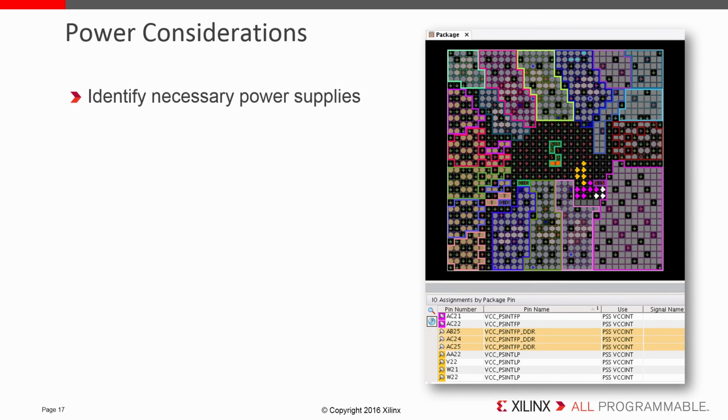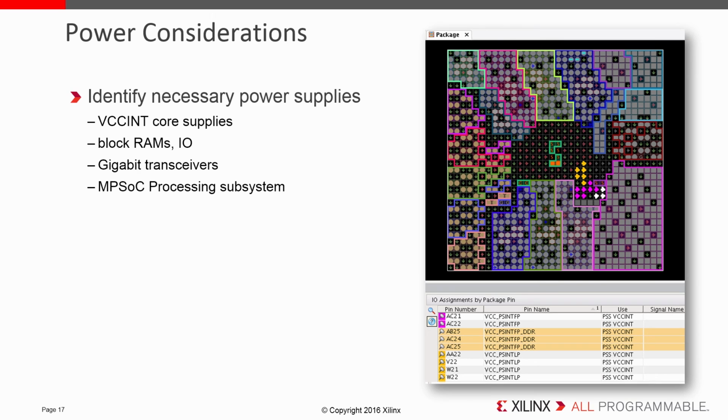An important part of power planning is to determine what voltage supplies are necessary to power the device. Besides the core supply VCCINT, there are additional supplies needed for block RAMs, I/O, transceivers, and potentially many other supplies depending on the target device, for example, if using the processing system of the Xilinx UltraScale+ MPSoC.